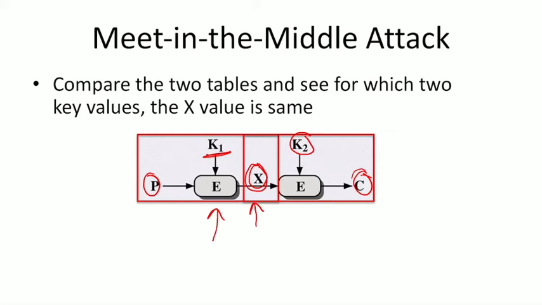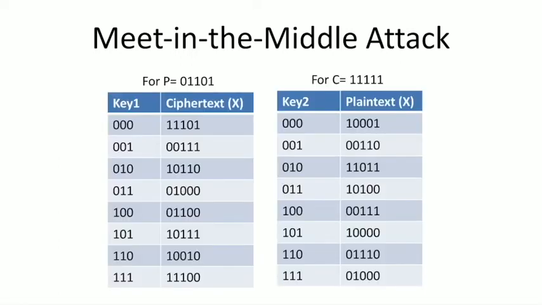What the attacker does next is compare the two tables that he computed from these two operations and see for which two key values the X value is the same. These two key values are K1 and K2 respectively. Here are the two tables from the example we just used. Notice here there are two instances where the X value is the same. One is when key 1 is 001 and key 2 is 100. For each of these, we get the X value 00111.